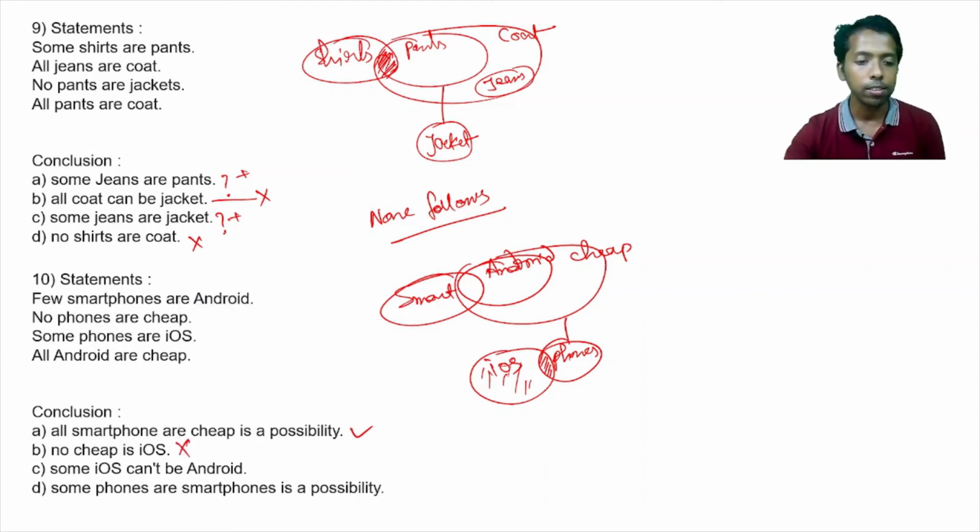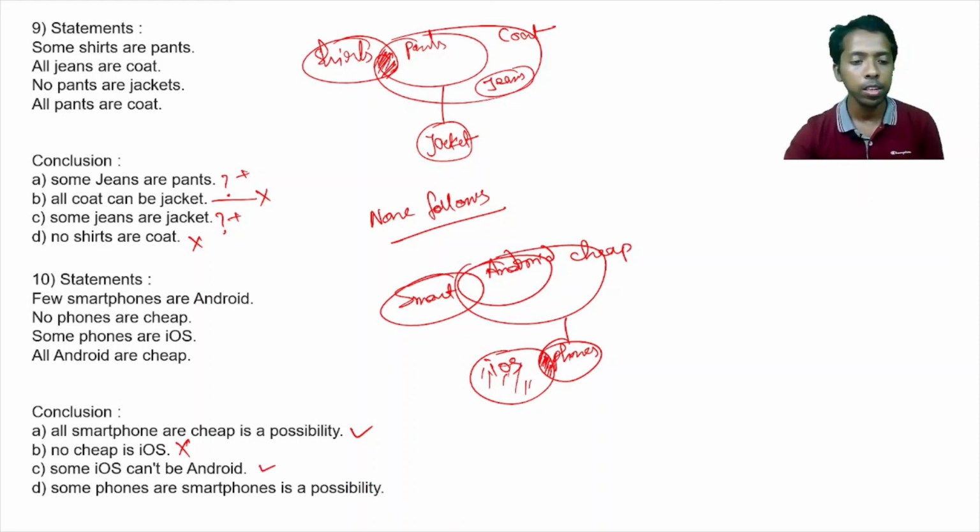Right? Okay, some iOS can't be Android. Yes, that is true. Some iOS, that means this part is talking about this common region. If we take some iOS can't be Android, yes, this is not Android, right? So this is true one.